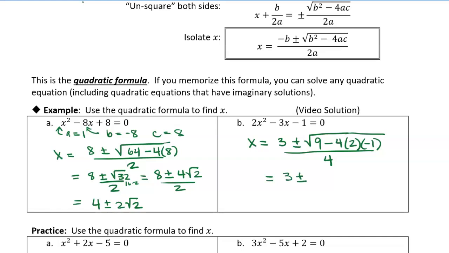So let's see, we get 9 plus 8, right? A negative times a negative, so 9 plus 8 is 17. Square root of 17 all over 4. Now this one cannot be simplified anymore. 17 is a prime number. It doesn't have any factors other than 1 times 17. And so that's as simple as we can get. So that's nice. We don't have to do any simplification on that one.